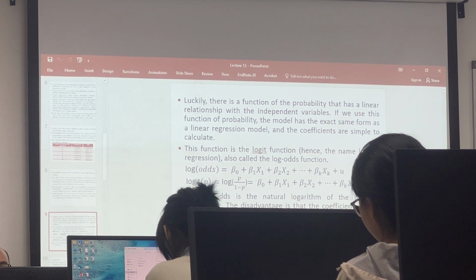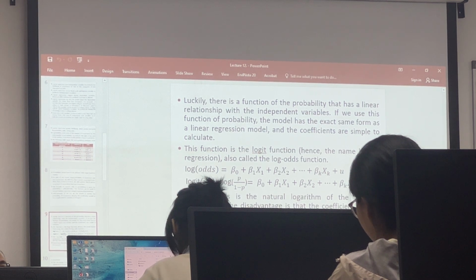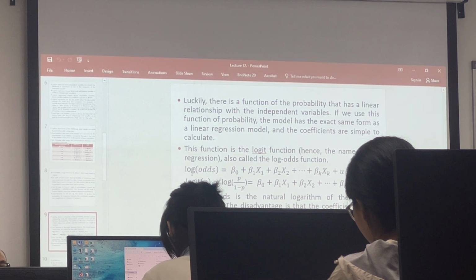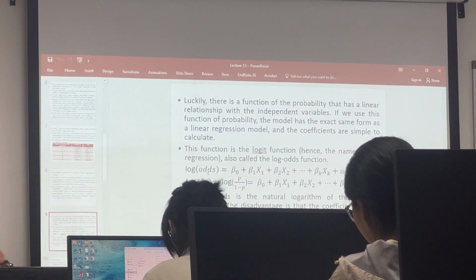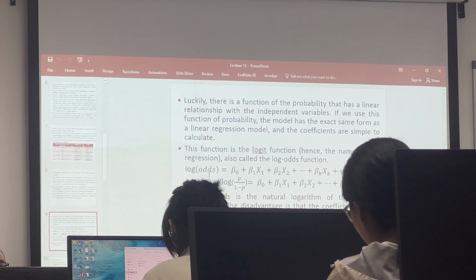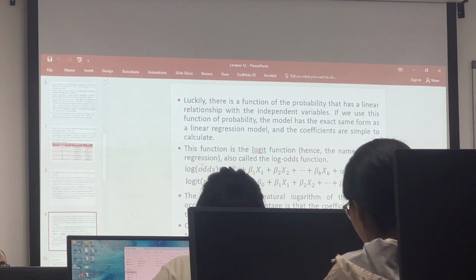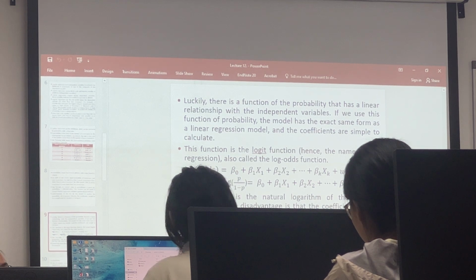The log odds is the natural logarithm of the odds of occurrence. The disadvantage is that the coefficients are on the log scale and a little trickier to interpret. Converting them back to the odds form makes it a bit easier to interpret. After you estimate the model, the model gives you a prediction of the log odds. To get a prediction of odds, you have to use the anti-log, converting log odds to odds. How to convert? Using the exponent. Using the exponent of this, you get the prediction of odds.